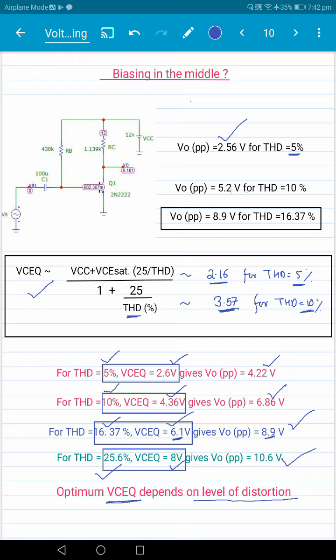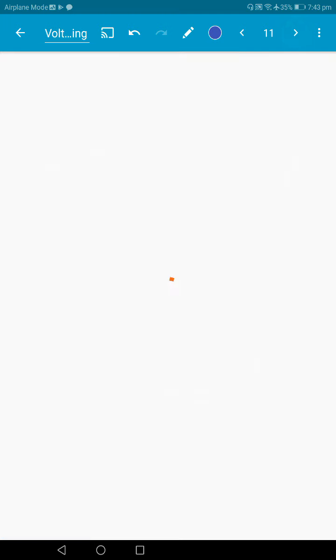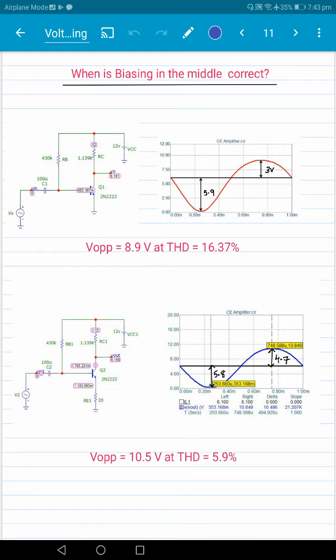First of all, whenever you talk about output voltage swing, you should talk about the distortion associated with it, because the transistor is nonlinear and there will always be distortion at the output. So it's meaningless to talk about output voltage swing without talking about how much distortion is there in the output. And the moment you talk about distortion, then the optimum biasing depends on how much distortion you're willing to tolerate. Right? So is there a situation where biasing in the middle is correct?